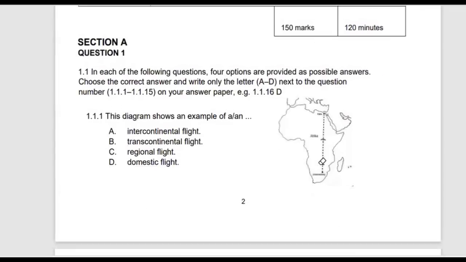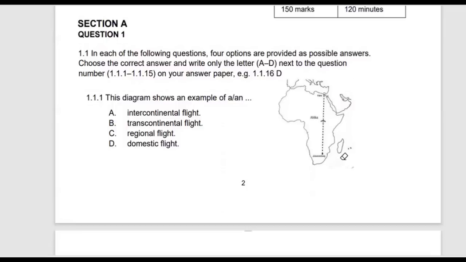Then moving on to question 1. In each of the following questions, 4 options are provided as possible answers. Choose the correct answer and write only the letter A to D next to the question number. For example, 1.1.1 up until 1.1.15 on your answer paper, e.g. 1.1.16 D. So this diagram shows an example of.